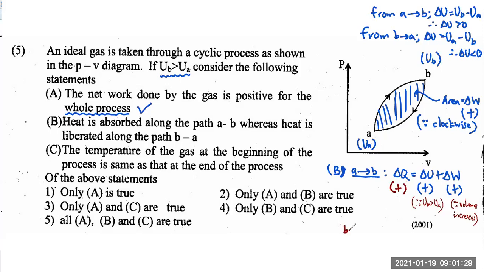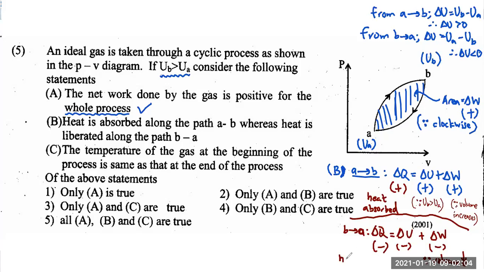Similarly, when you go from B to A, delta Q equals delta U plus delta W. We have already found that delta U is minus, and delta W is also minus because the volume is reducing. If both delta U and delta W are minus, delta Q has to be minus. So from A to B, heat is absorbed, and from B to A, delta Q is minus, therefore heat is liberated. The statement says heat is absorbed along path A to B, whereas heat is liberated along path B to A.